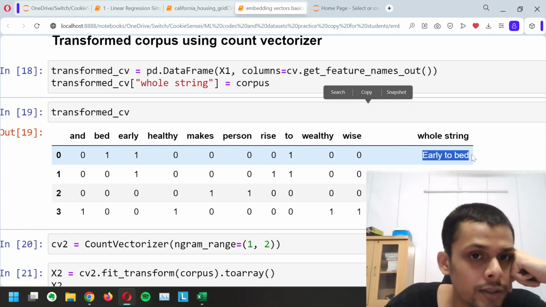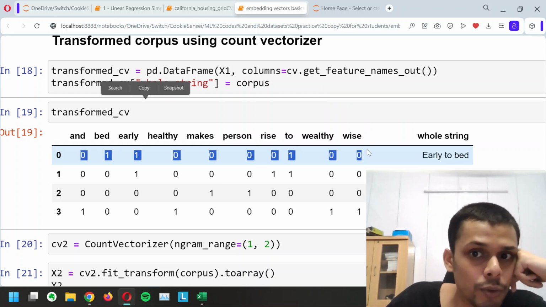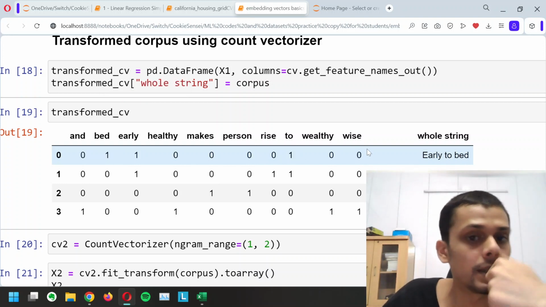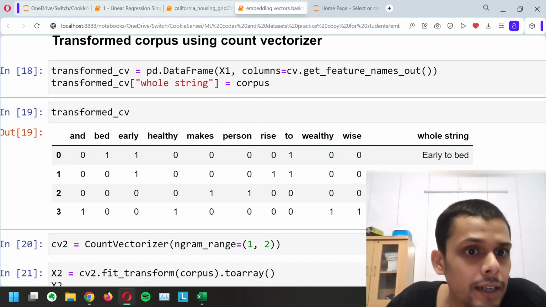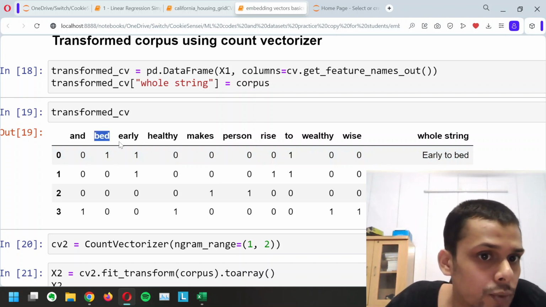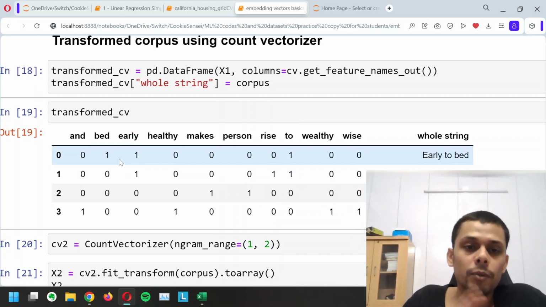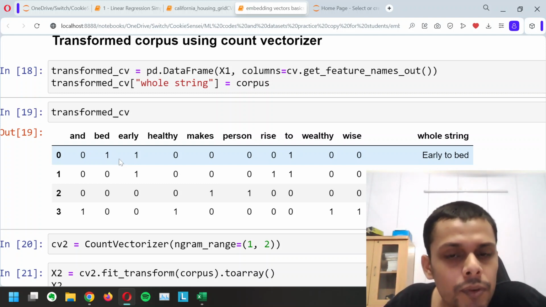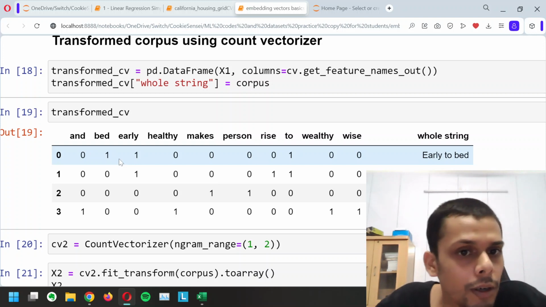So the point is, I have represented the string "early to bed" in a way that a machine can understand, through just zeros and ones. Of course, this 0 and 1 does not make sense to you as humans, but it makes sense to the machine, although we have lost the sequence of it. So the machine will be reading the string "early to bed" as "bed early to". You see, bed has 1, early has 1, and to has 1. So the machine will be reading the entire vector as "bed early to". We have lost the sequence, I admit, but at least we have successfully converted our string data to integer data.